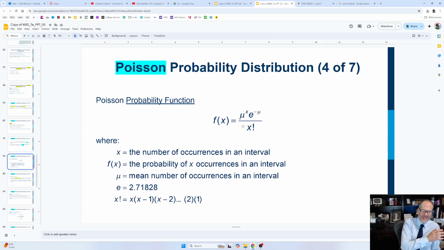And that probability is distributed for each of those possible random variables. The variable could randomly be any one of these values. For any one of those discrete values, we could calculate the probability of that value occurring over a certain interval of time or space. So x is the number of occurrences in an interval. The probability of x occurrences in an interval is the function. It gives you that probability. Mu is the mean number of occurrences in an interval that's given to you.